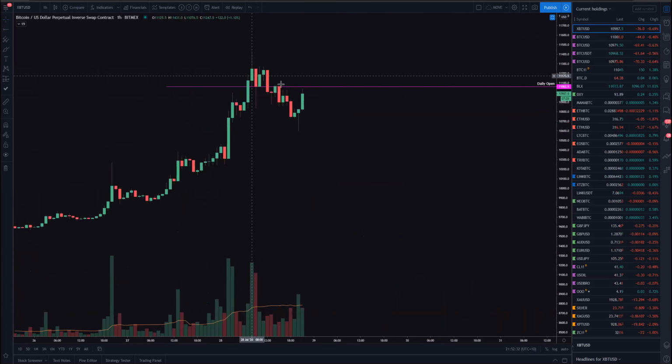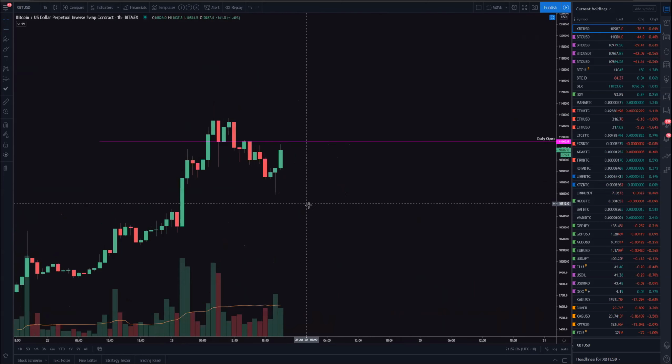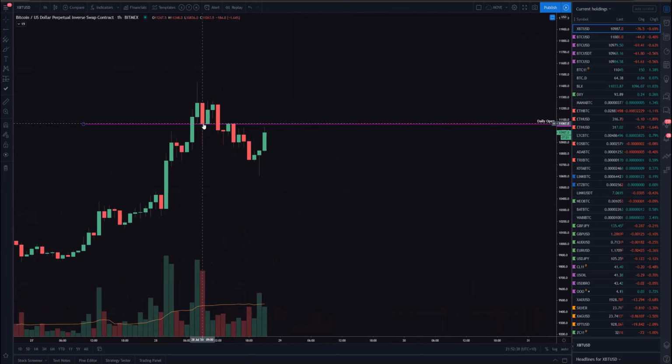Right, so we can go into the 1 hour and have a look at it, and you can see how the daily open is actually a really important level in the charts, right? So we bounced off it here, right? Then we come back under it, and then we also rejected it here. So you can use that actually as a key level to trade off.